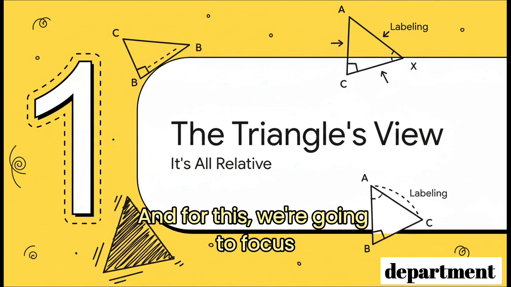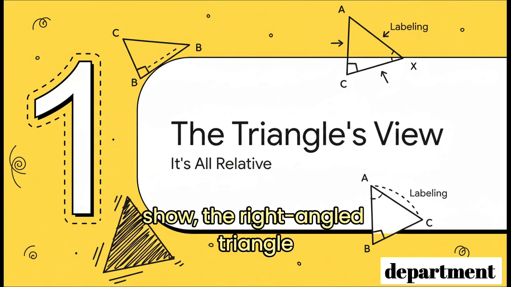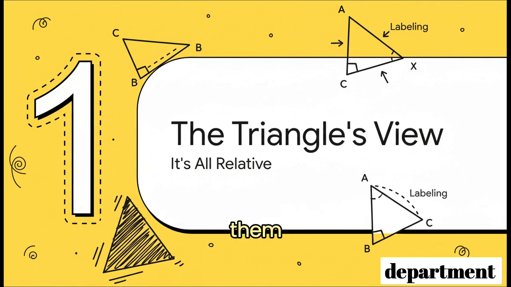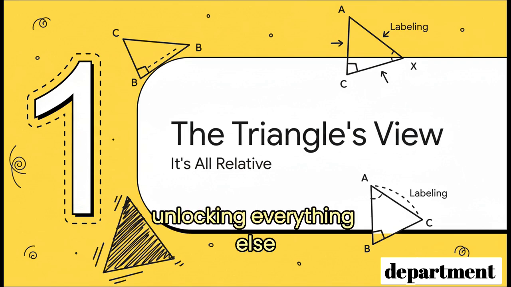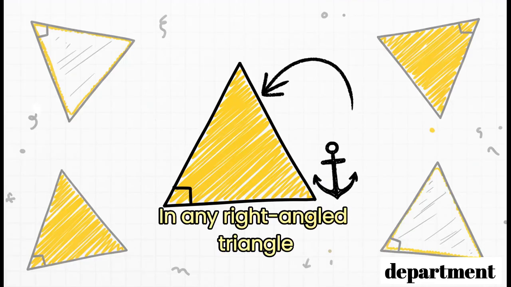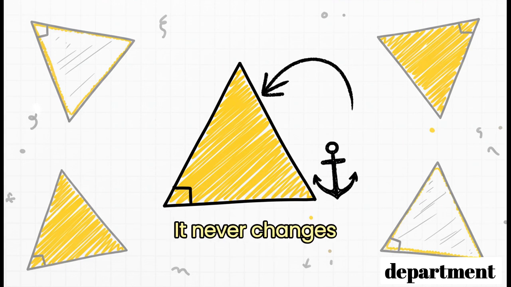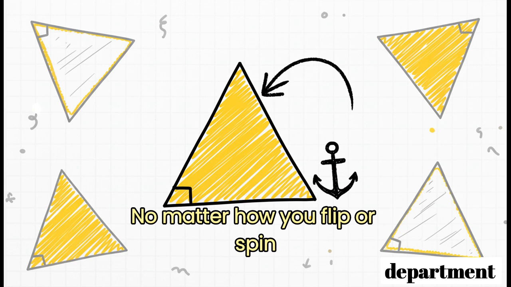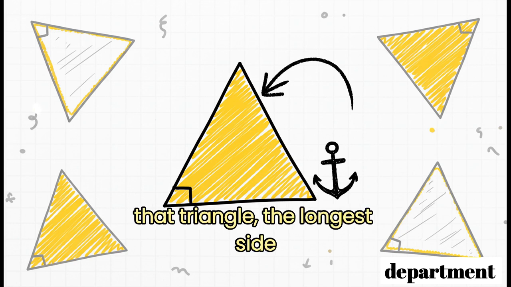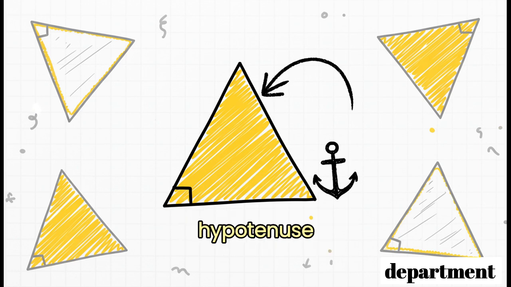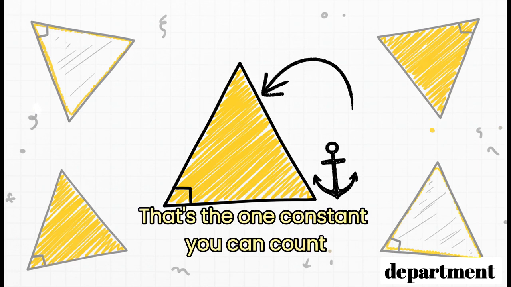And for this, we're going to focus on the real star of the show, the right-angled triangle. Now, it has three sides, of course, but how we label them, well, that is the absolute key to unlocking everything else. In any right-angled triangle, you have one side that's your rock, your anchor. It never changes. No matter how you flip or spin that triangle, the longest side, the one directly across from that little 90-degree square, is always called the hypotenuse. That's the one constant you can count on.